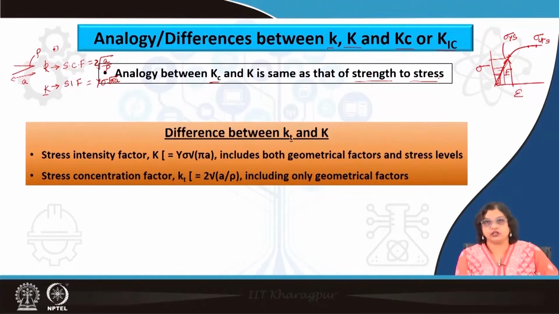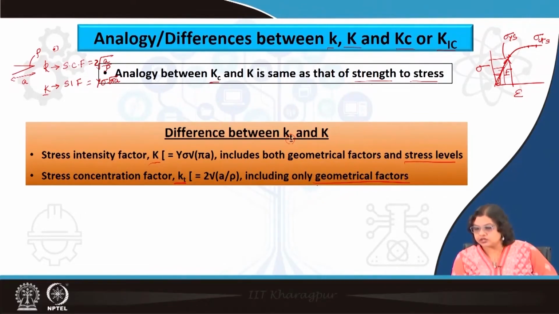So, that is the basic analogy between Kc and K, same as strength to stress. On the other hand, if we try to find the difference between small k and capital K: small k is sometimes denoted as Kt, with the subscript t denoting the stress concentration factor, or simply small k as the stress concentration factor. The basic differences between these two are as follows. The capital K, or the stress intensity factor, includes not only the stress level but the geometric factors, both taken together. As a result it gives us a wholesome picture in front of the crack tip. At any point away from the crack tip, if we know just the crack length as well as the applied stress, we can figure out the value of capital K, the stress intensity factor. On the other hand, small k, or the stress concentration factor, is related only to the geometric factors and not the applied stress level.